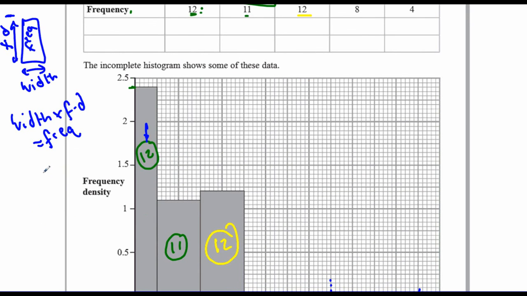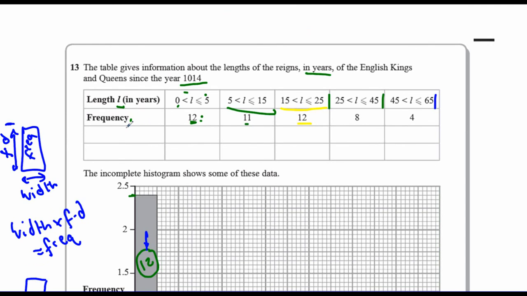And when we had our first bar, we know our frequency was 12, so we want to think about what our class width is, or just width. So we want to make a whole new row for that. So the width, if you're going from 0 to 5, is 5. The width, if you're going from 5 to 15 on your bar, is 10. The width, if you're going from 15 to 25, is 10. Just do 25 minus 15. The width from 25 to 45 is 20, and the width from 45 to 65 is 20.